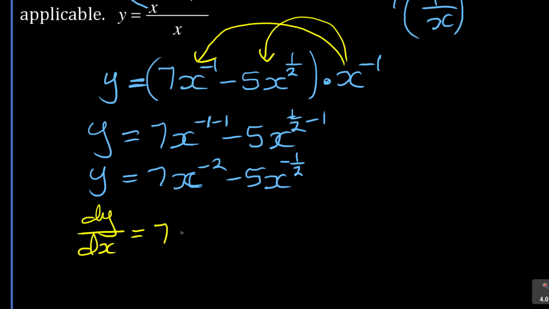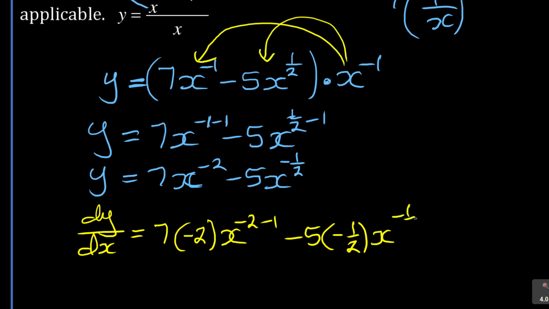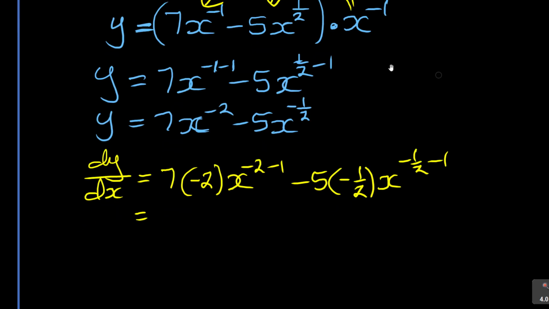So it becomes 7 times negative 2, x to the power negative 2 minus 1. And then we've got minus 5 times negative half, x to the power negative half minus 1. I think that's why they were trying to make it 6 marks, because nothing much is being done, it's just algebra.